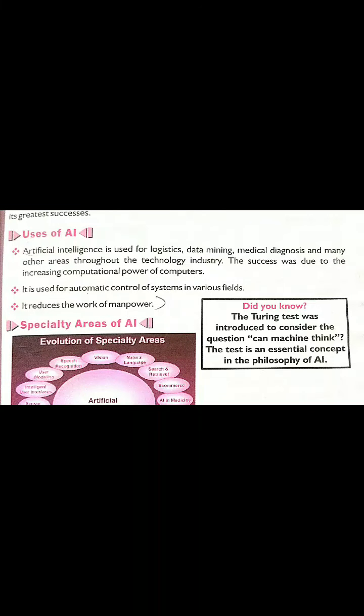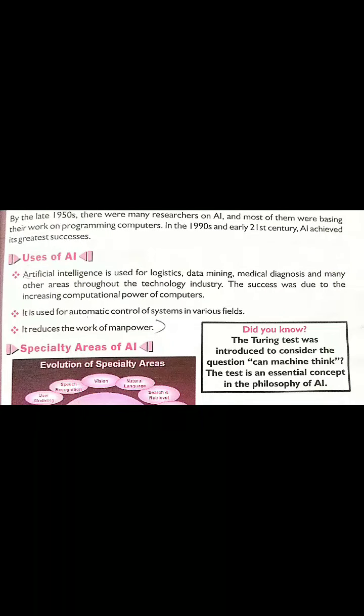Now the uses of artificial intelligence. Artificial intelligence is used for logistics. Logistics means moving goods from one place to another. For example, if you are using Amazon, packages are delivered from country to country, state to state, district to district, and everything is monitored using artificial intelligence. Data mining, extracting information from Facebook posts, images, and memes, is also done using artificial intelligence. Medical diagnosis: now robots are doing surgery in the medical field, so medical diagnosis is achievable using artificial intelligence, and in many other areas throughout the technology industry.